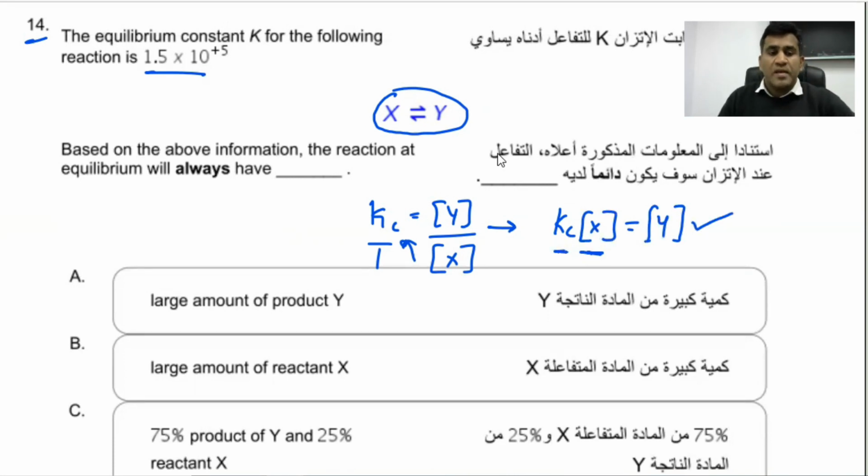So we should go with a large amount of Y produced, because Y is basically K times X. X multiplied by K gives a huge value, because the value of K is very large. So we should say a large amount of product Y is produced. A is the right choice here.